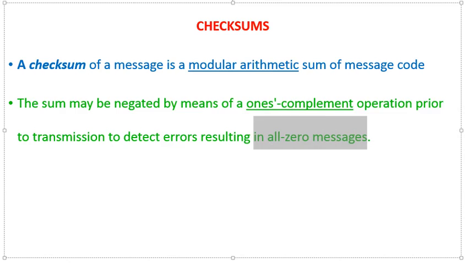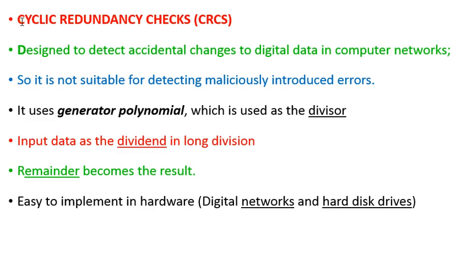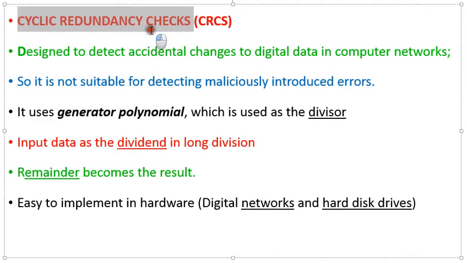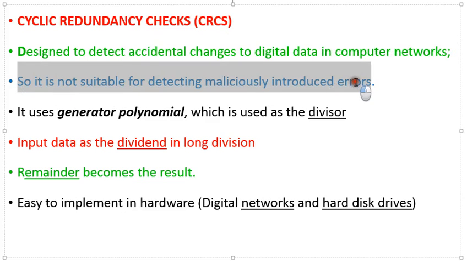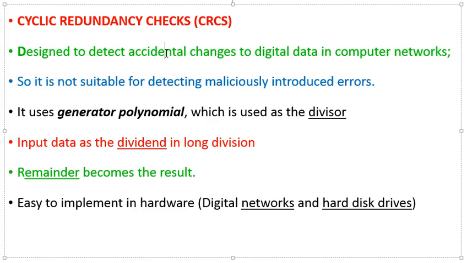Now another method we use for detecting errors in the data we send to the receiver from the transmitter is called cyclic redundancy check, and this one is designed for detecting accidental change in the data. Therefore this method is not suitable for detecting maliciously introduced, that is, intentionally introduced errors. But if the error occurs accidentally, it has the ability of detecting it.